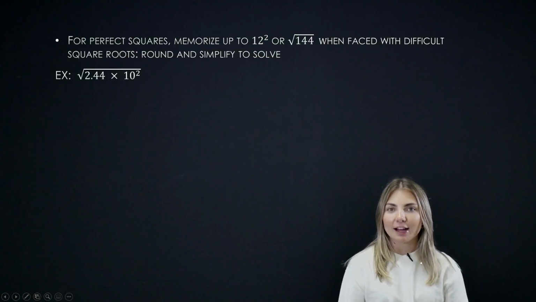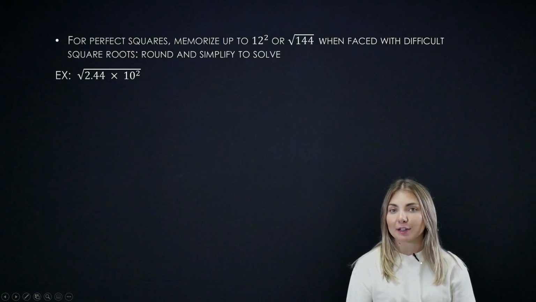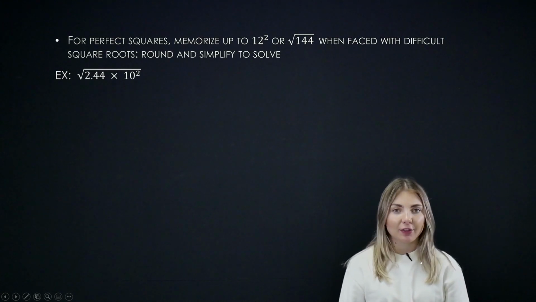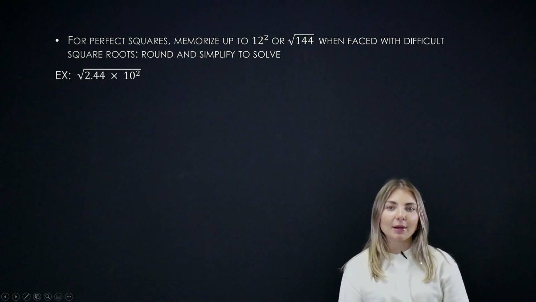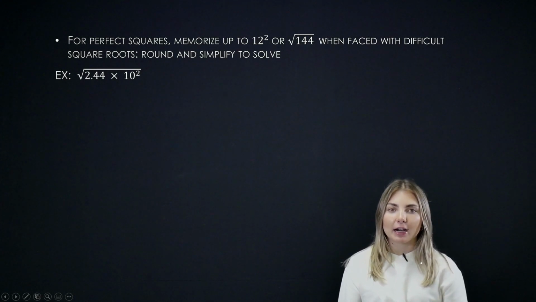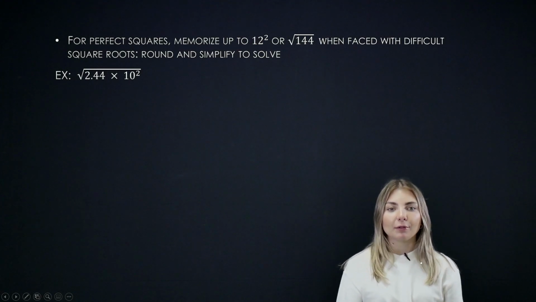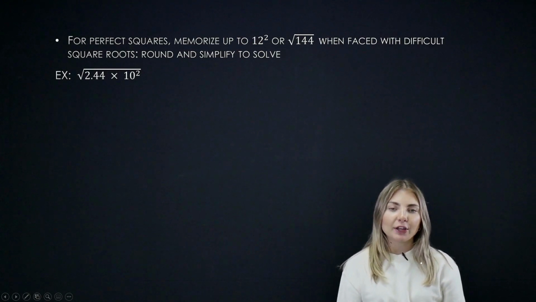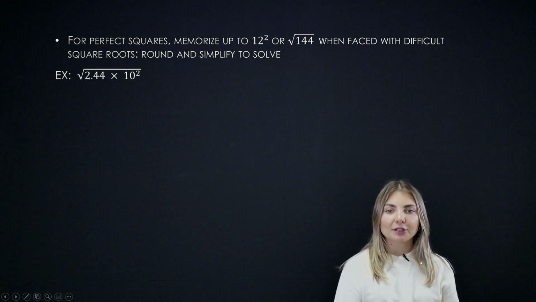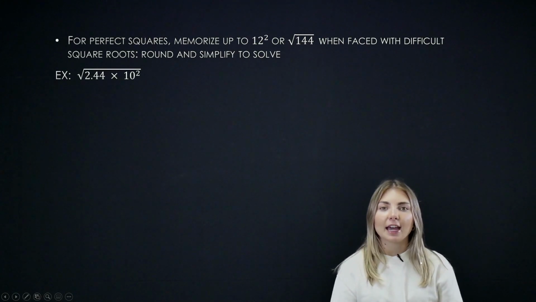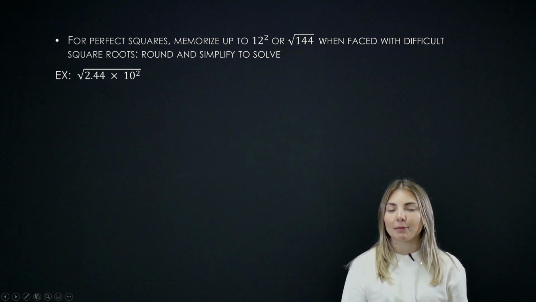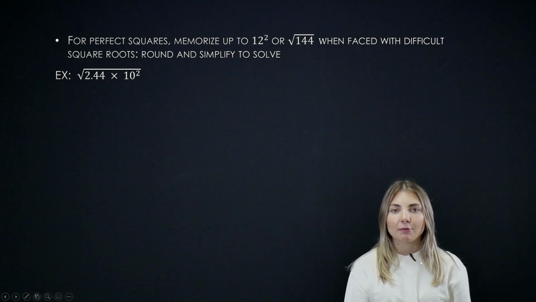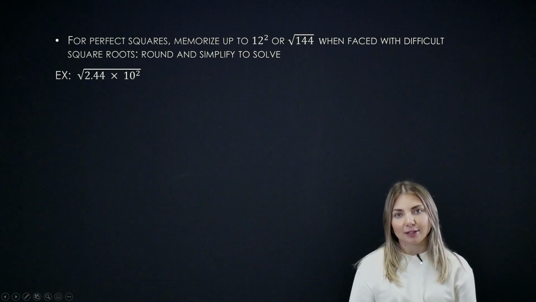Now we're going to apply some numbers to the square root questions that we may come across on the MCAT. So first off, for perfect squares, I recommend memorizing up to 12 squared or the square root of 144. And then when you're faced with more difficult square root questions, I recommend rounding and then simplifying to solve these. And you can use a lot of the same tricks that we went over at the beginning of this video with estimation in order to do this.